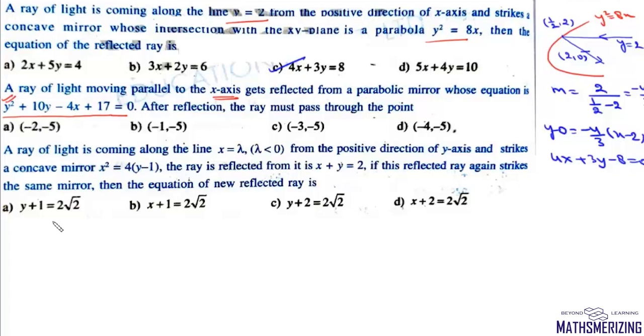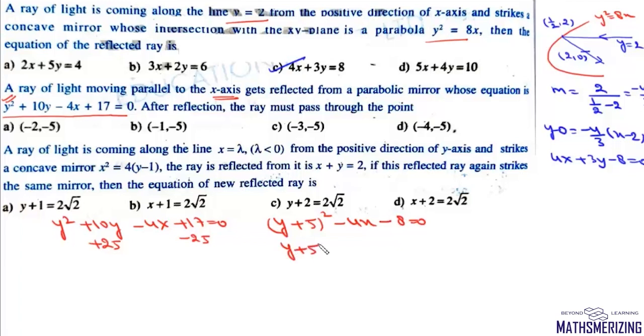So we can write this equation as y square plus 10y minus 4x plus 17 equals 0. Now we'll complete its perfect square. So we'll add 25 and we'll subtract 25. So we'll write this equation as y plus 5 whole square minus 4x minus 8 equals 0. So the equation of this parabola is y plus 5 whole square equals 4 times x plus 2. For this parabola, we need to write its focus.